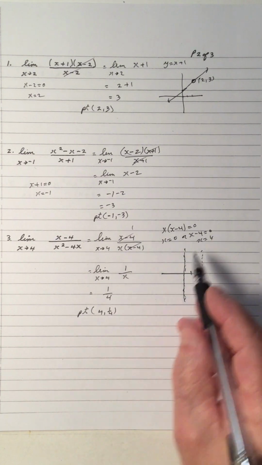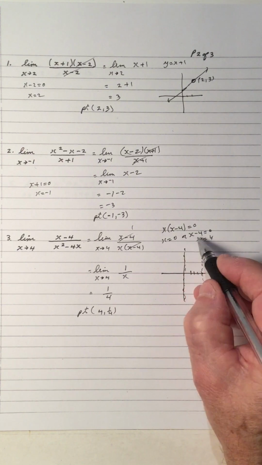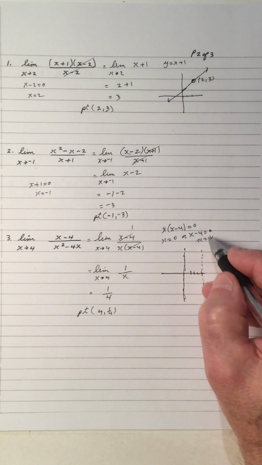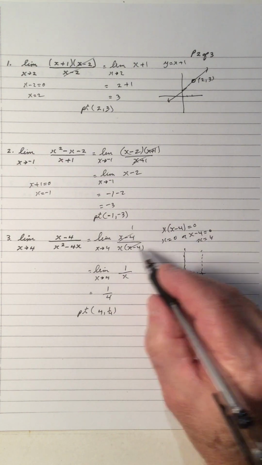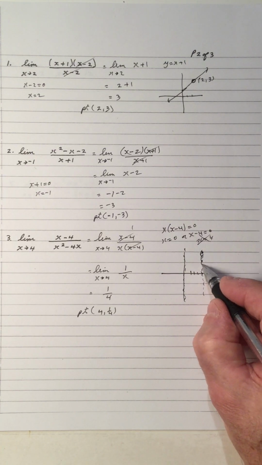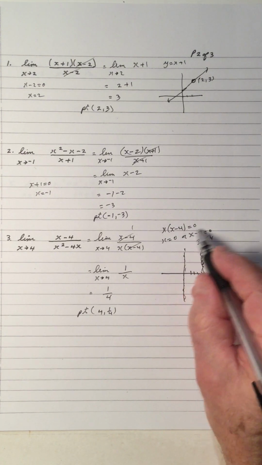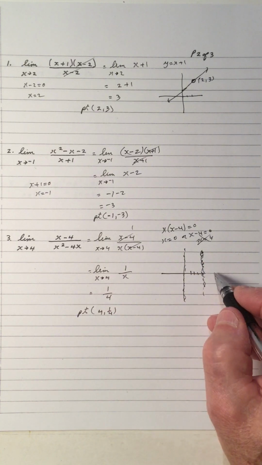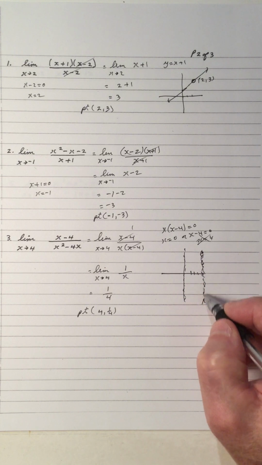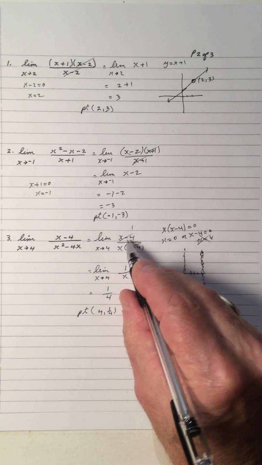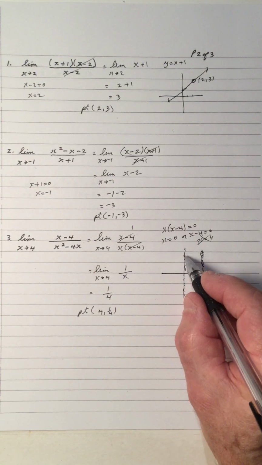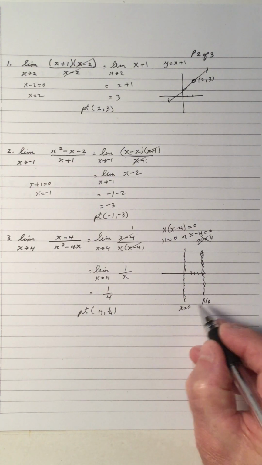But those are only possible vertical asymptotes, because the x minus 4 cancels out. We would think that by making the denominator 0, we're going to get vertical asymptotes. No. So this is not a vertical asymptote at 4, because the x minus 4 factor cancels out. 4 is gone, so the only vertical asymptote is at x equals 0.